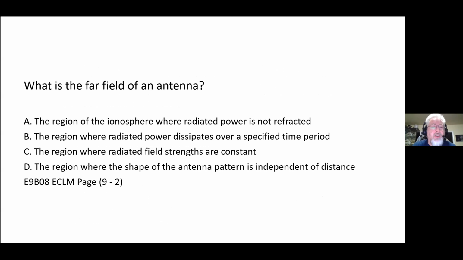What is the far field of an antenna? A, the region of the ionosphere where radiated power is not refracted. B, the region where radiated power dissipates over a specific time period. C, the region where radiated field strengths are constant. D, the region where the shape of the antenna pattern is independent of distance. Delta is the correct answer: the region where the shape of the antenna pattern is independent of its distance.